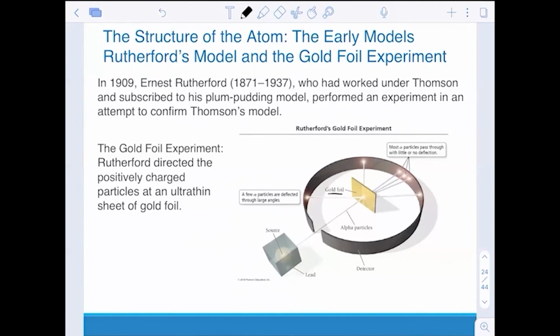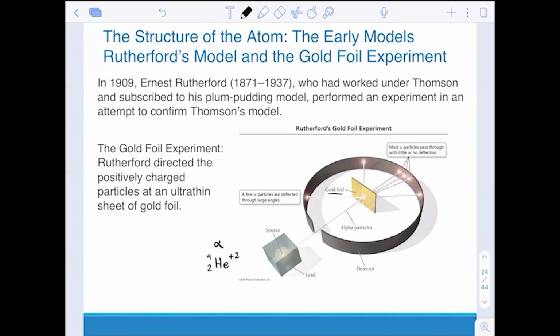He put some very, very thin gold foil right in the middle, and he was able to take lead around a source of alpha particles. So again, nuclear experiments. An alpha particle is a helium nucleus. No electrons in that helium atom, just the nucleus itself. Those alpha particles being positively charged, he was expecting a few to deflect, and he was expecting to confirm the plum pudding model.